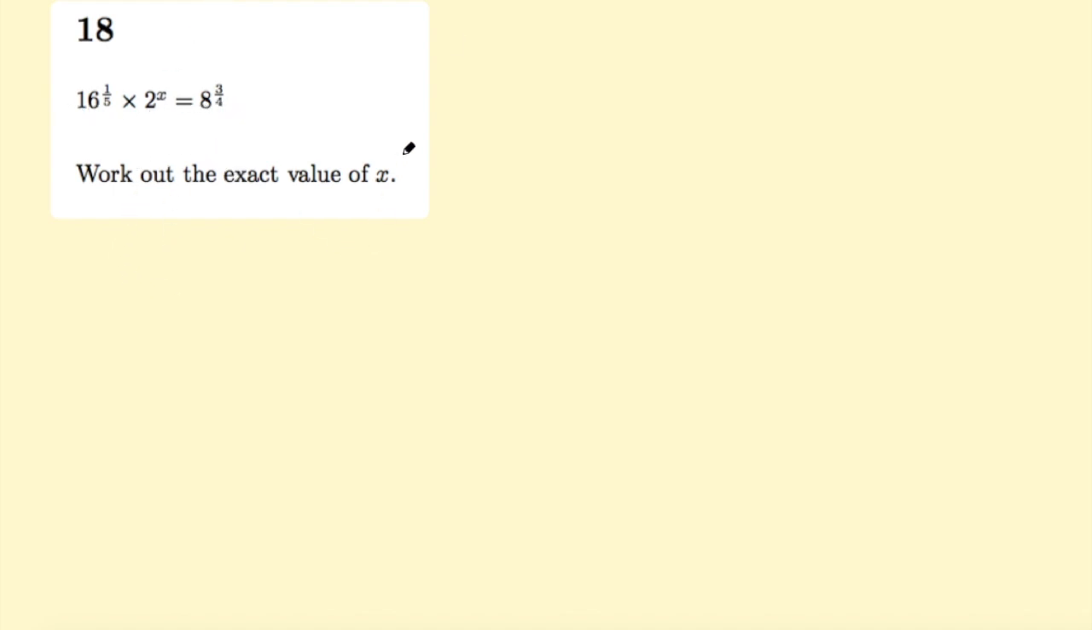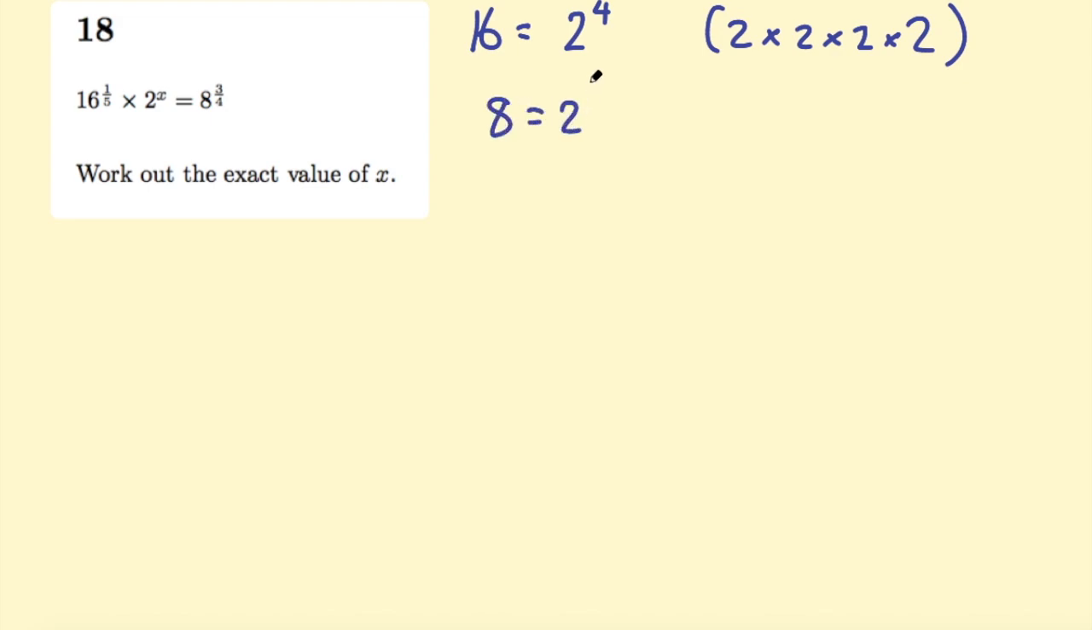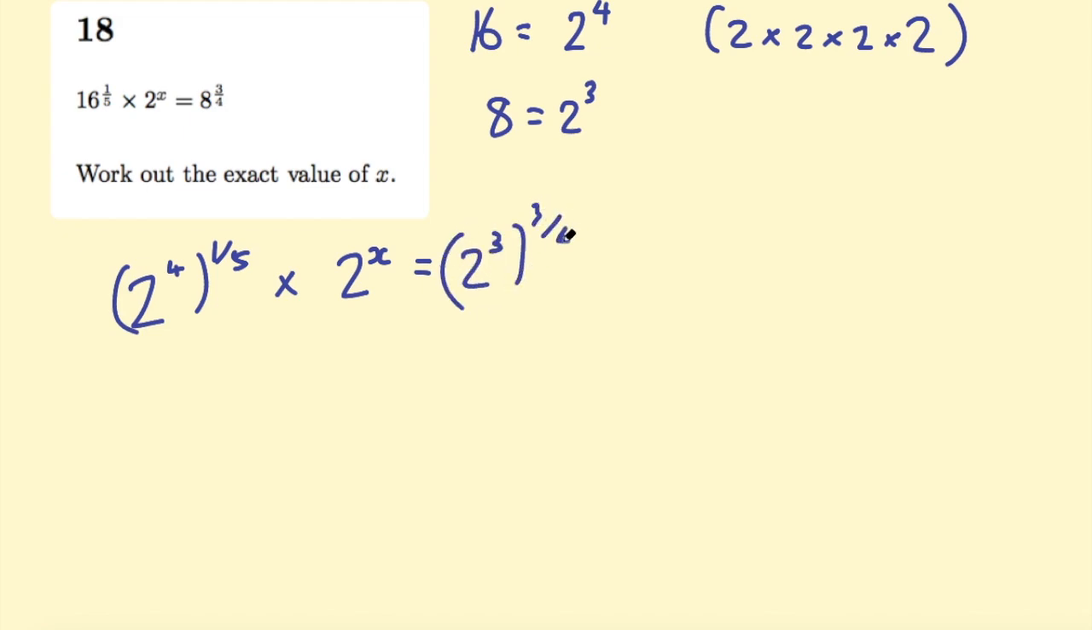a base of 2. So we need to realize that 16 is 2 to the power of 4, right? So 2 times 2 times 2 times 2 will be 16. And 8 is 2 to the power of 3. So we can rewrite this equation as 2 to the power of 4, all to the power of 1 over 5, times 2 to the x, equals 2 to the power of 3, to the power of 3 quarters.